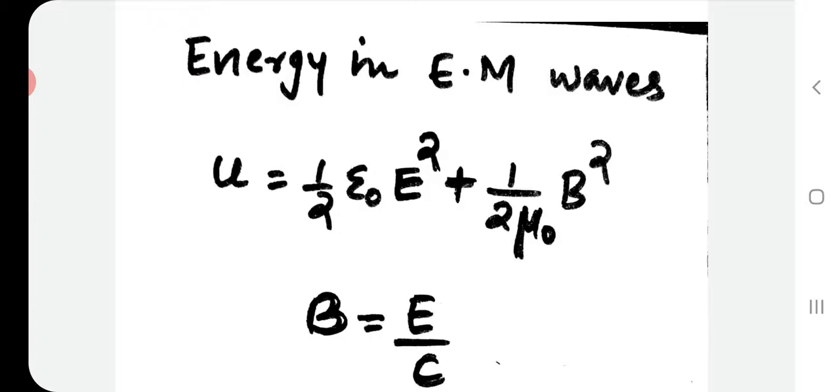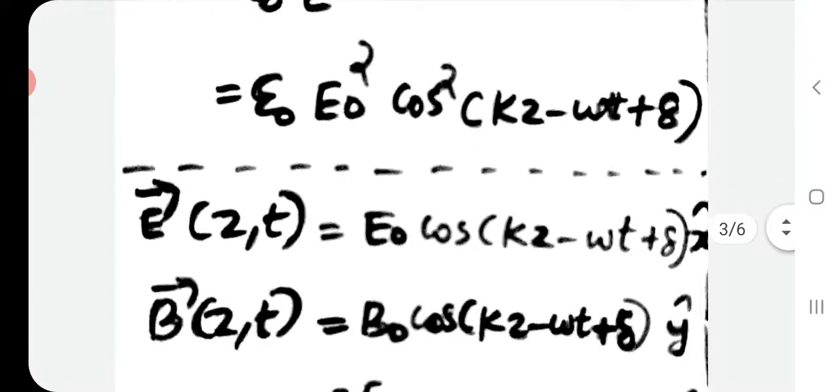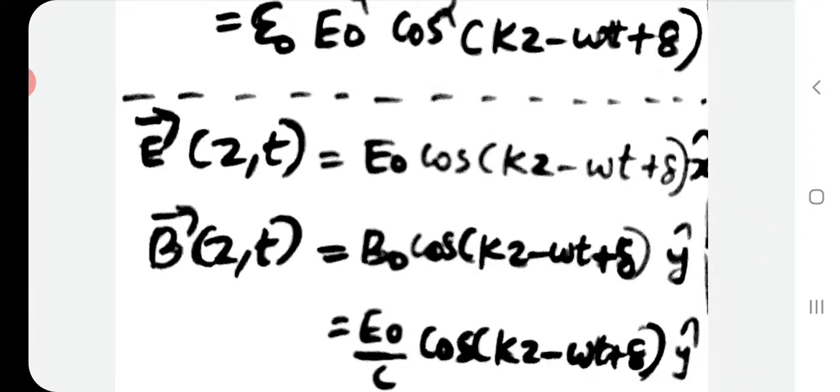If we are considering plane electromagnetic waves traveling in the z direction, the electric field is given by E of z,t equal to E0 cos(kz minus omega t plus delta x), with polarization in the x direction. B of z,t equals B0 cos(kz minus omega t plus delta y), the magnetic field in the y direction, for an electromagnetic wave traveling in the z direction. B0 we know is equal to E0 by c.